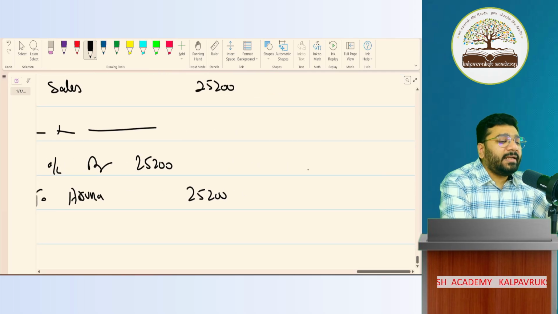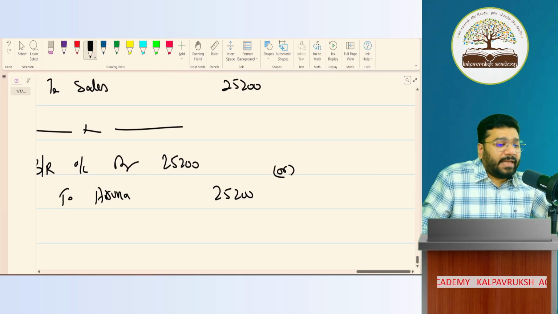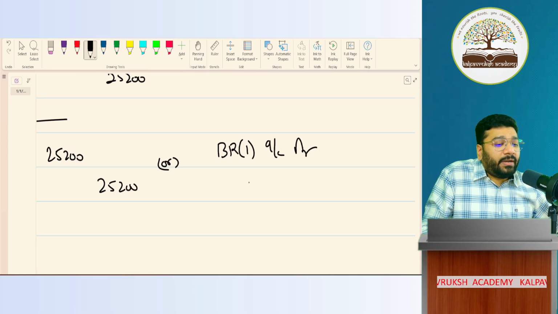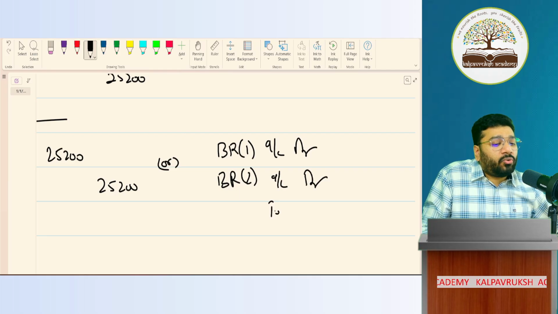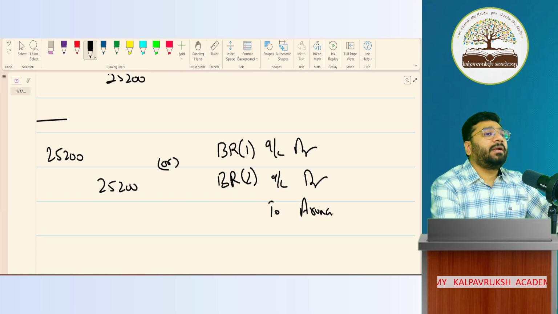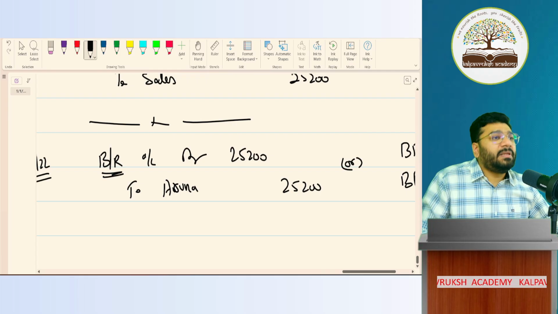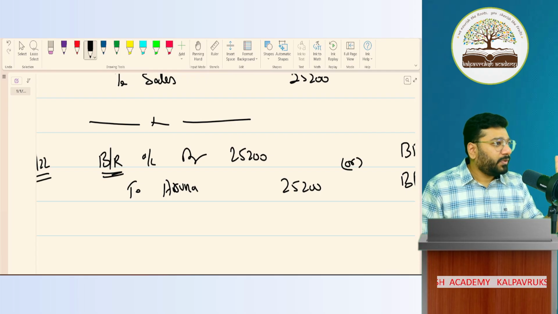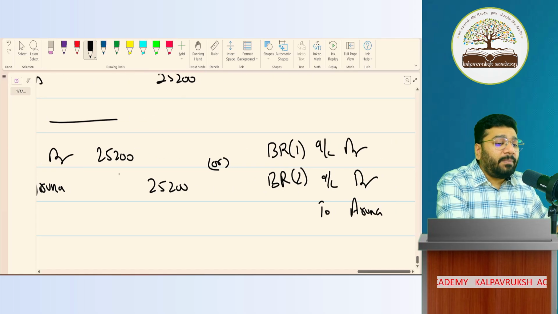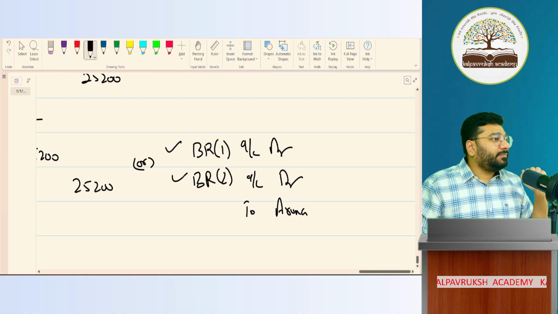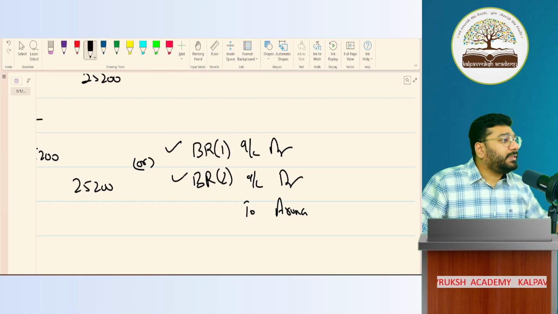Now you can write this entry alternatively like this. You are getting two bills. So bills receivable 1 account debit, bills receivable 2 account debit to Aruna. Got it, not got it? You can record them in total. All bills are recorded in one ledger called the bills receivable ledger. One single ledger you can do. Or sometimes some entities will create a separate ledger for each bill receivable. Both are allowed. Clear or not clear? Okay.